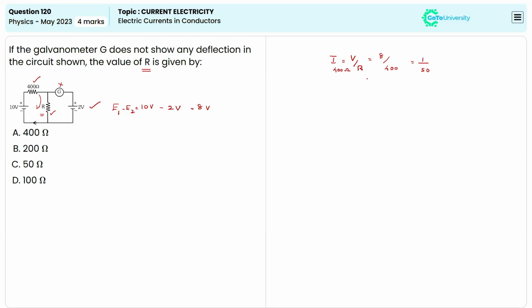Now we are going to calculate the resistance R, which is mentioned in the question. Here we can write IR, the current in the resistance R, will be equal to V divided by R. We calculated the current in the 400 ohm resistor, right? So this is also IR only. So we can write 1 over 50 will be equal to 2 divided by R. When we simplify this, we can write R will be equal to 100 ohm. So the correct answer for this question is option D.